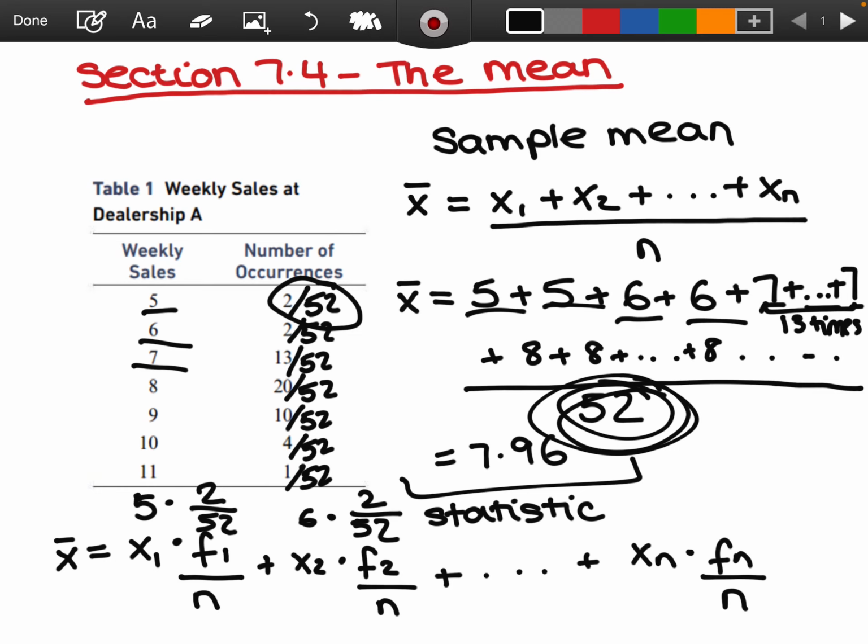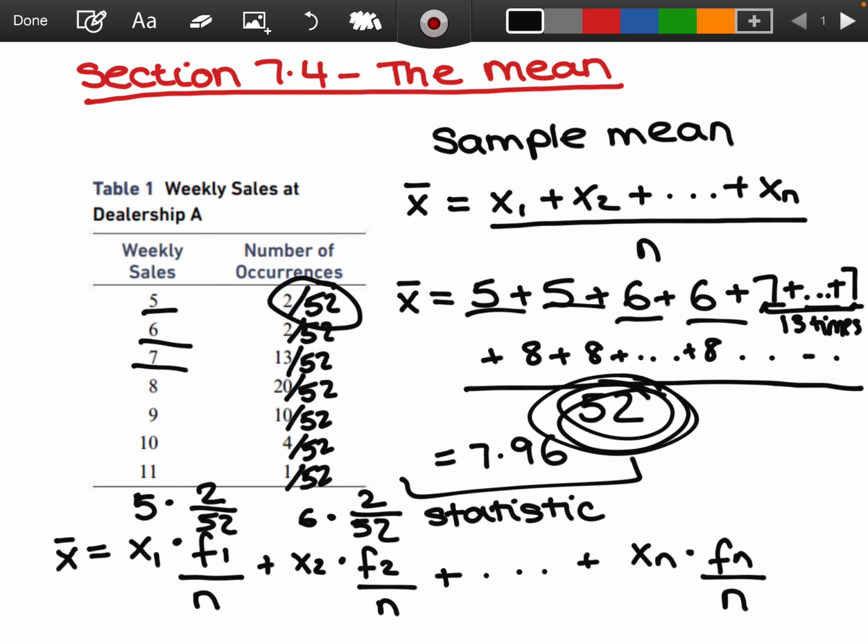Okay, so if you've got a relative frequency distribution, just multiply straight across and add together. So I would have done 5 multiplied by 2 over 52, plus 6 multiplied by 2 over 52, plus 7 multiplied by 13 over 52, and keep going. So for a frequency distribution, each of your x values, multiply it by its frequency, divide by the total number of things in the sample.